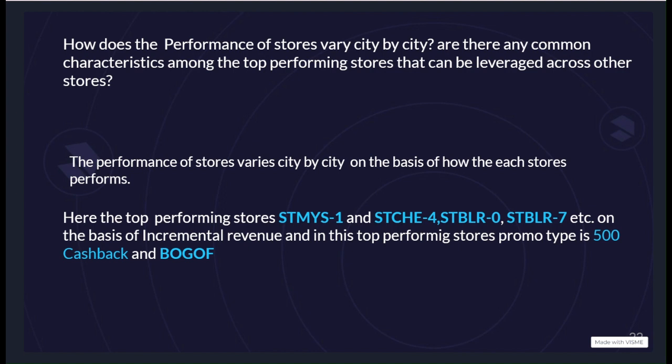Are there any common characteristics among the top performing stores that can be leveraged across other stores? The performance of stores varies city by city, on the basis of how each store performs. Here, the top performing stores on the basis of incremental revenue are store in Mysuru 1, store in Chennai 4, store in Bangalore 0, and 7, etc. And in these top performing stores, the promo types of 500 cashback and BOGO are the best performers.